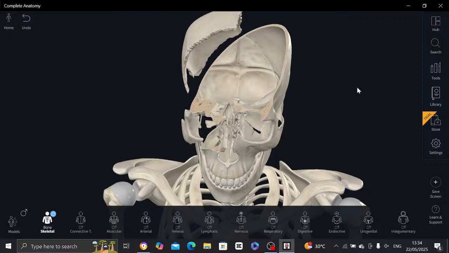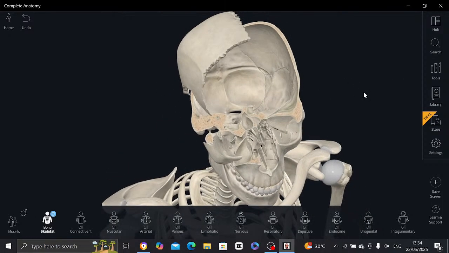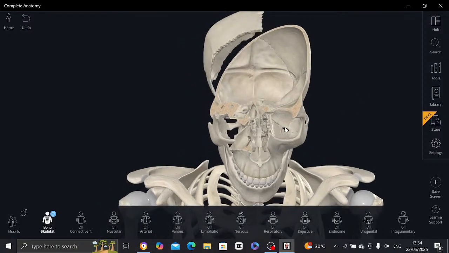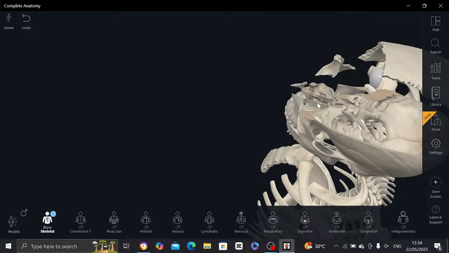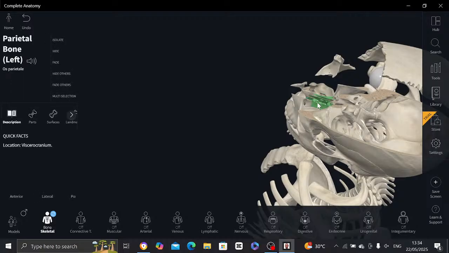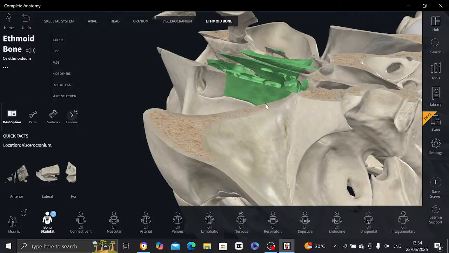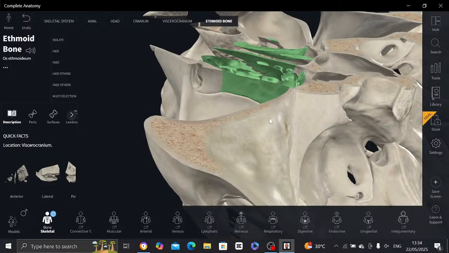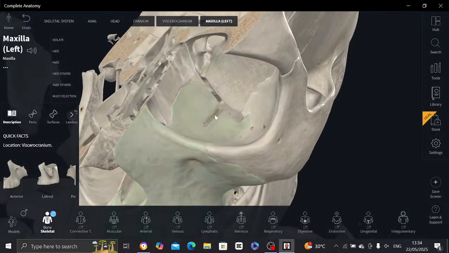I'm trying to make a horizontal cross section, but of course this is more oblique. So, well, I think I can still use this for the illustration. If we go through the superior view, this is the ethmoid bone that we're trying to illustrate. Here we have the maxilla.